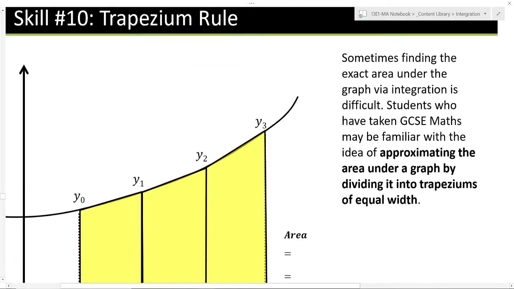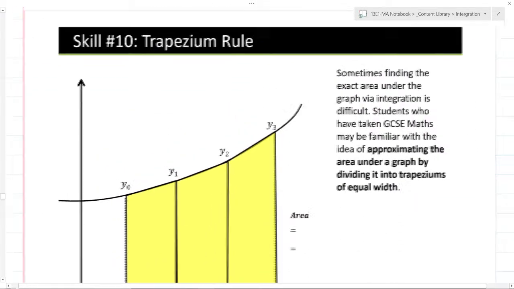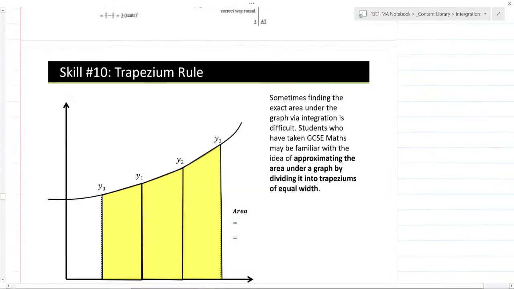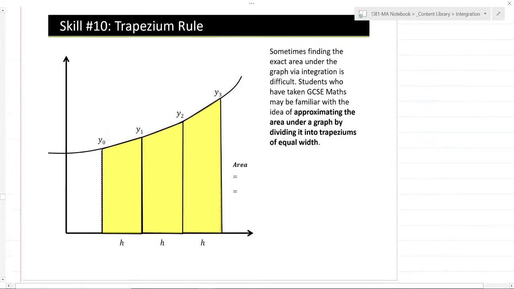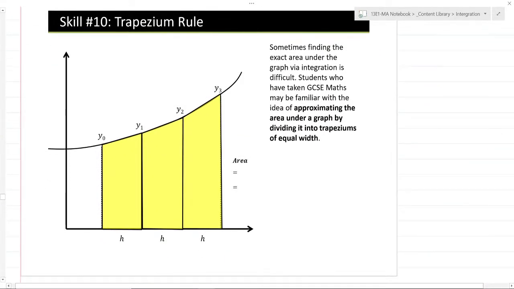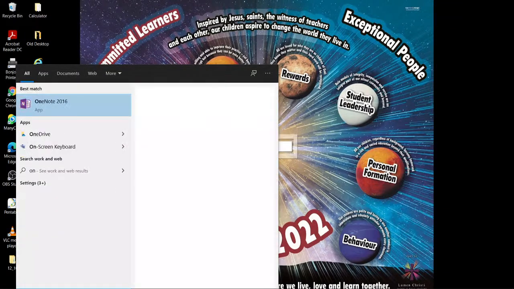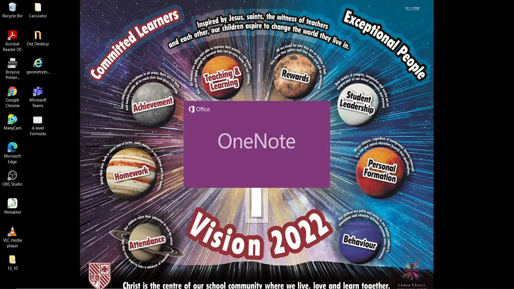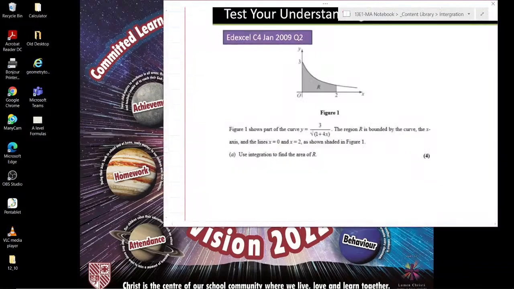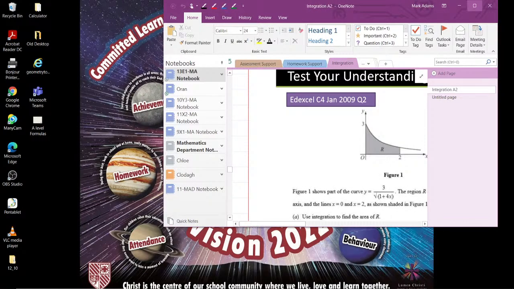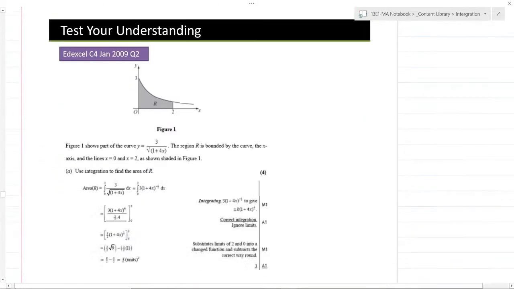Okay, let's move on. So, next up, the trapezium rule. We didn't do the trapezium rule at AS, did we? It used to be an AS topic, this. Yeah, actually, it does also come up at GCSE.